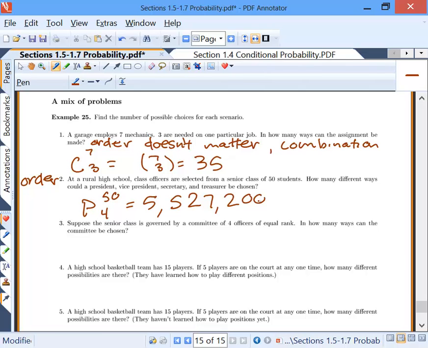Now let's change this. Suppose the senior class is governed by a committee of 4 officers of equal rank. How many ways can the committee be chosen? Now order does not matter, so we're going to use a combination. And now there are only 230,300. Why is it so much lower? Because the same people might be in a different order, but because order doesn't matter, there's only one option.